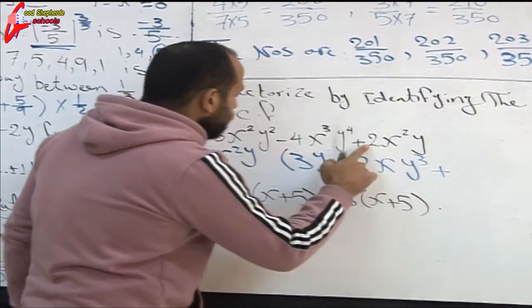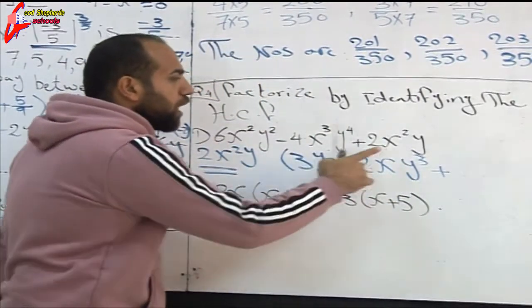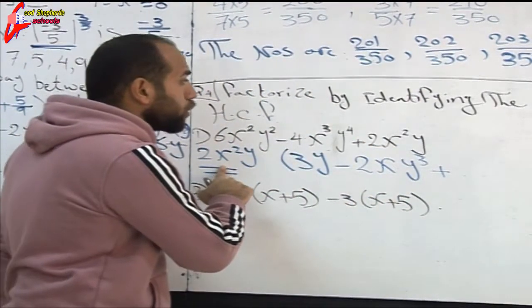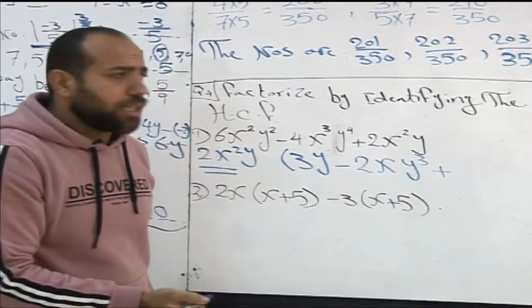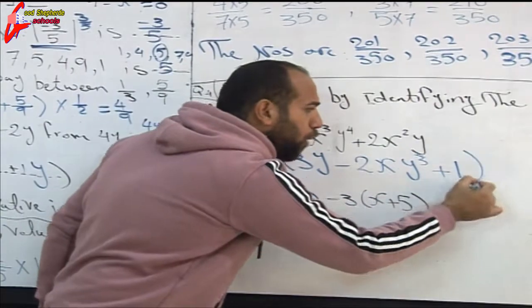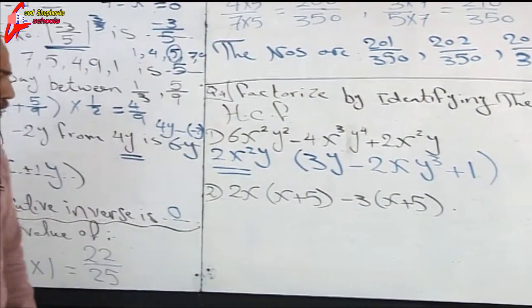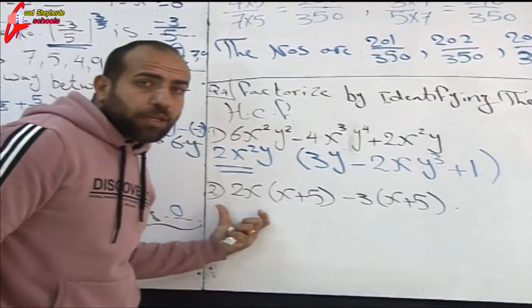Plus 2 divided by 2 equals 1. x^2 divided by x^2 cancel each other. y divided by y cancel each other. So you have to write 1. Okay? Now let's move to number 2.